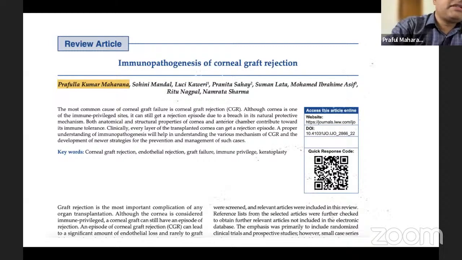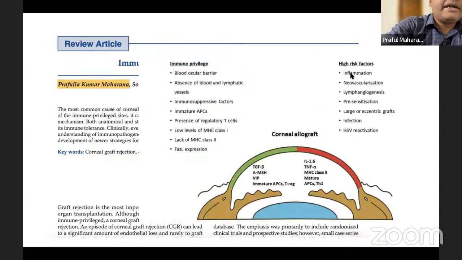However, this is a review article we published last year. If you see this image from that article, high risk factor: inflammation, right? So if you are doing only keratoplasty, versus keratoplasty plus cataract surgery, then definitely the amount of inflammation with a triple procedure is more. So theoretically, if you are doing a triple procedure, the chances of getting a graft rejection may be more. But with modern-day steroids, immediate control of inflammation, it appears less.